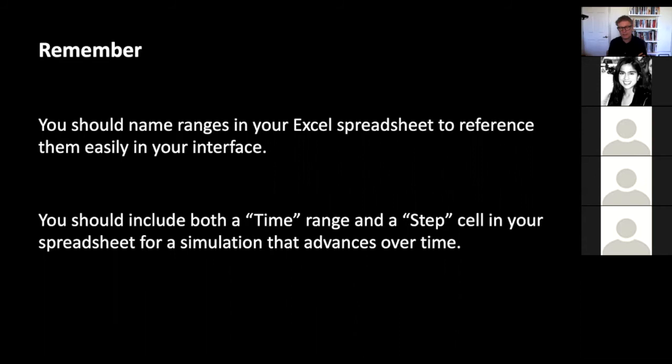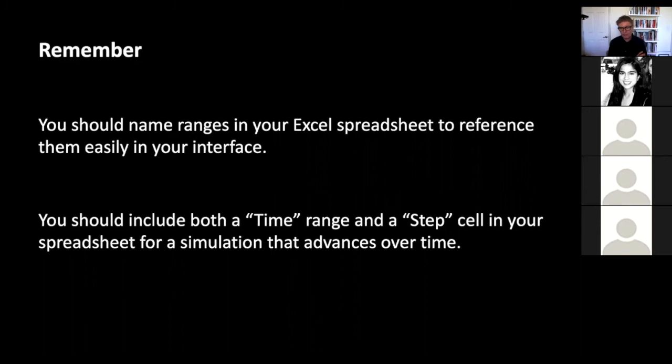If you remember, I used the define range name feature in Excel, and that let me name my ranges. Then I could use that as the variable name when I was creating my interface. Secondly, you should create both a time range that's specifically called time, just time by itself, and a step cell in your spreadsheet so that it knows where to advance.